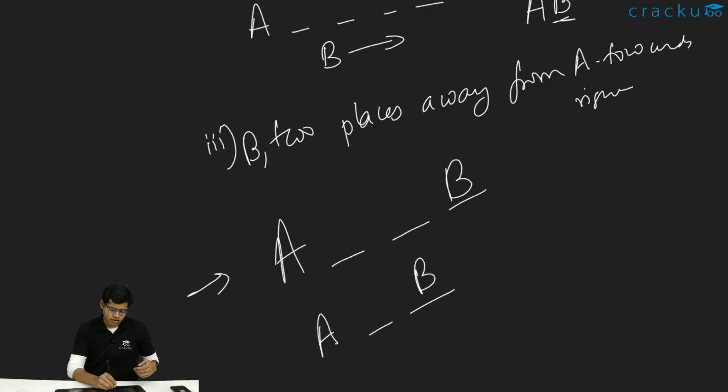Can you guys tell me which of the following cases is right, whether it is case 1 or case 2? The condition is B is sitting two places to the right of A. Any responses?